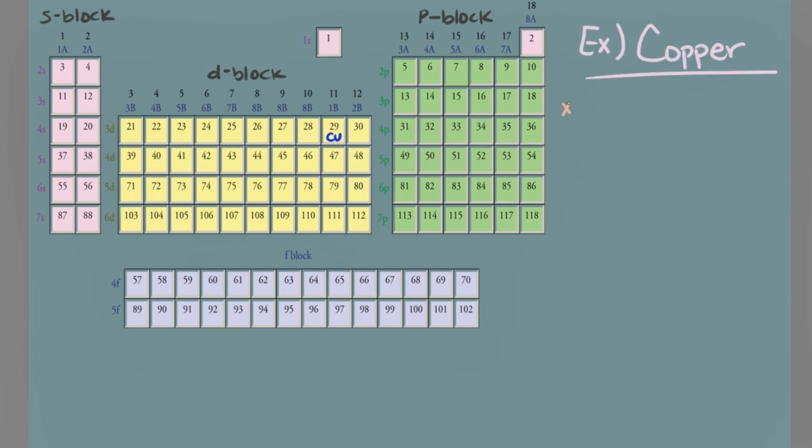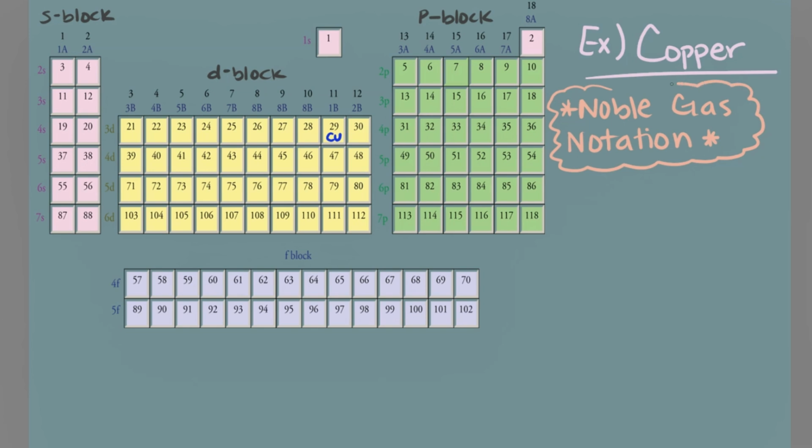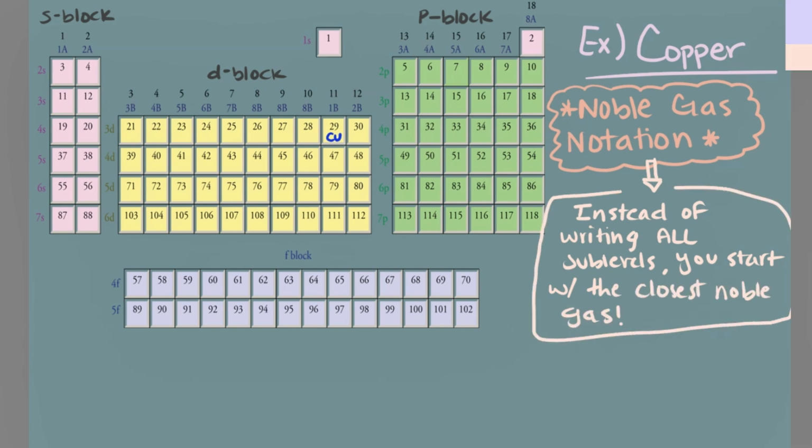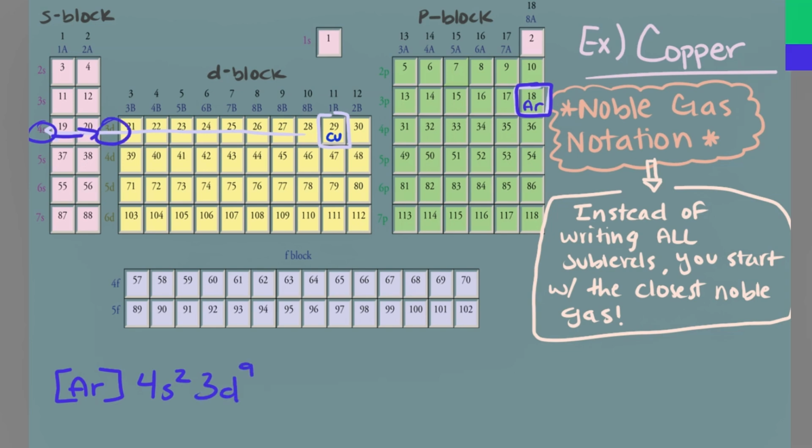The last example we're going to look at today is using copper, and specifically we're going to use this electron configuration in what's known as noble gas notation. So instead of writing all the sublevels that we've been writing, we're going to start with the closest noble gas. Since copper is number 29 on the periodic table, we are going to use the noble gas argon to start our electron configuration. We'll write in parentheses argon, and then from there continue as normal. So we'll have Ar, 4s2, and then 3d9.